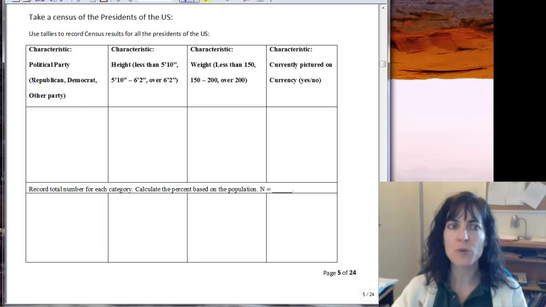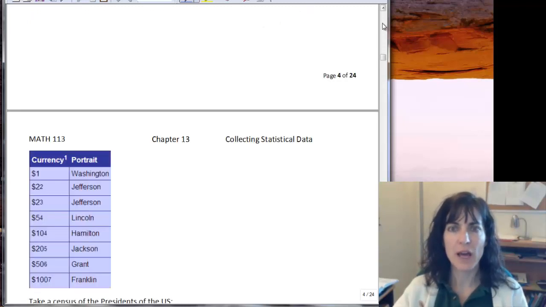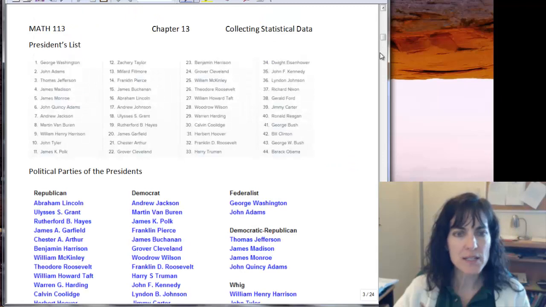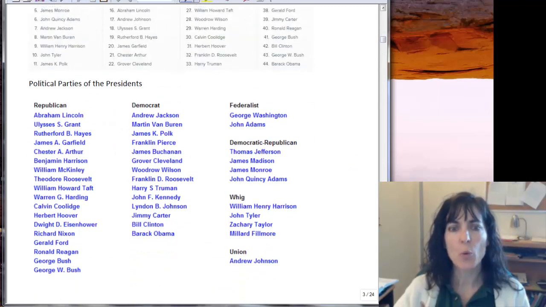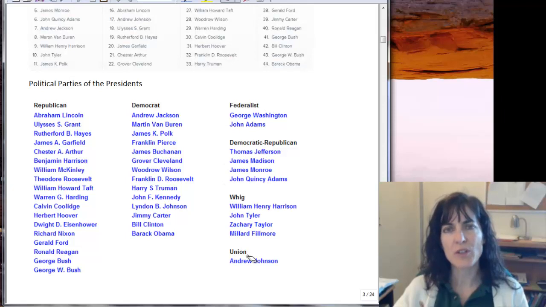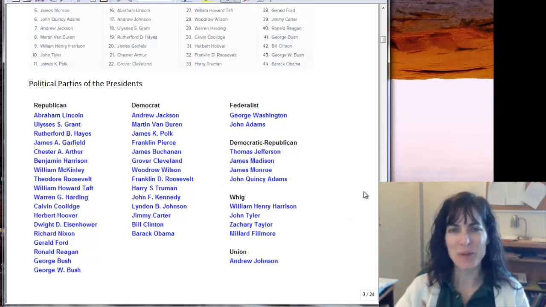So I know that most of the presidents were Republican or Democrat, but then there were a set of other party categories. So here where it says Federalist, Democrat, Republican, Whig, and Union, all of those we're going to consider. All of these in this column we'll just call other political party because it's not one of the major ones that we have today.